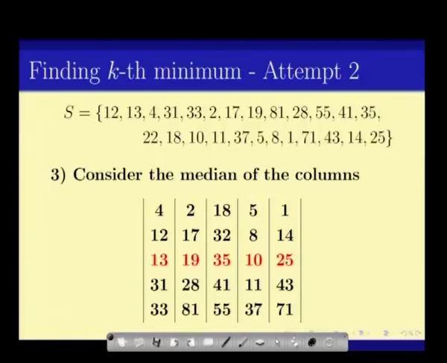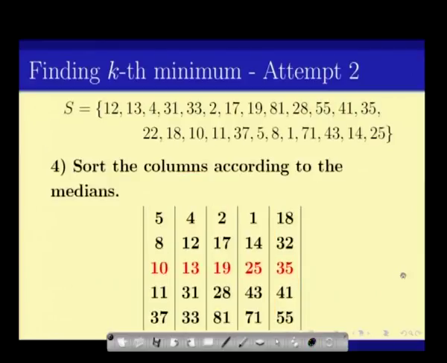So, we sort these columns according to this median. For example, since 10 is less than 13, we will move this whole column ahead of this column. Similarly, since 25 is less than 35, but greater than 19, we will move this whole column here. If we do that, what we finally end up getting is something like that. So, we sort all these columns according to the medians.